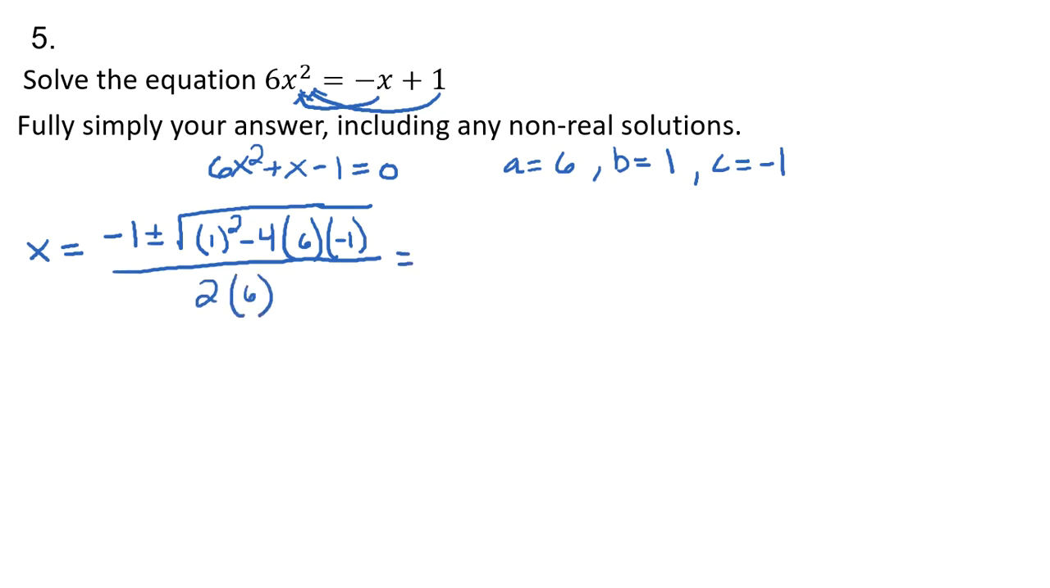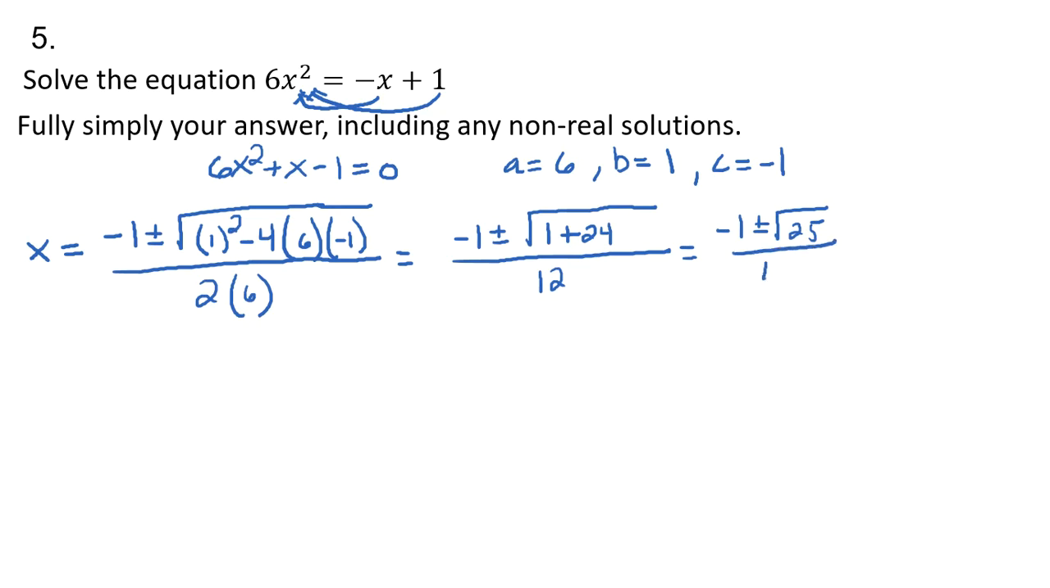Okay, so let's simplify this. Outside I have negative 1 plus or minus. Underneath the radical, 1, and negative 4 times 6 times negative 1, that's going to be a positive 24, all over 12. And simplifying even further, negative 1 plus or minus the square root of 25, all over 12.